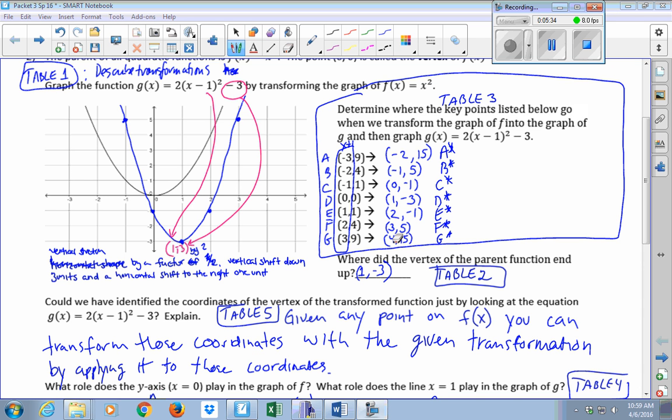Yes, good question. That's exactly where I was going next, Rose. I actually paid Rose to ask that question. If this equation said 2 times (x plus 1) squared minus 3, then this would be shifting to the left 1. So my vertex here would be -1, -3, right? Yeah, that's all you have to do, -1, -3.